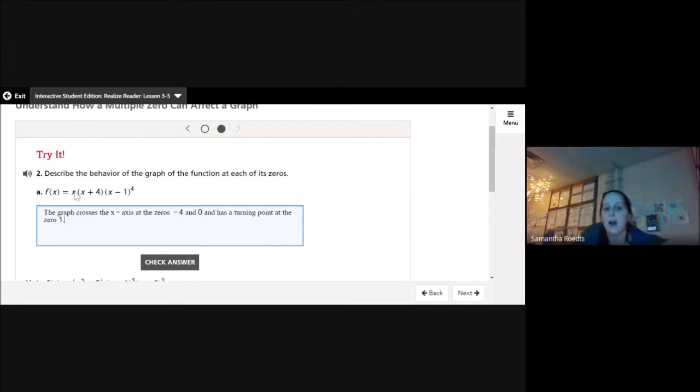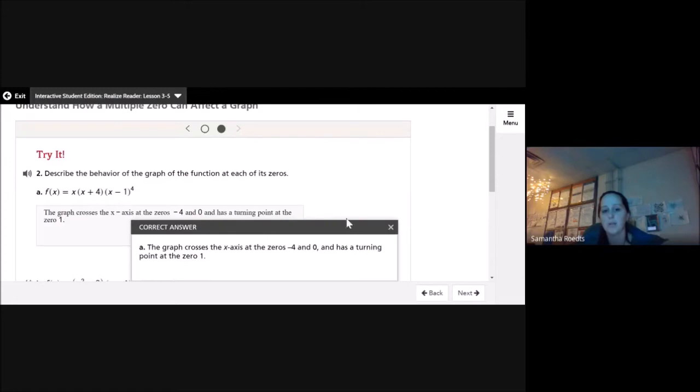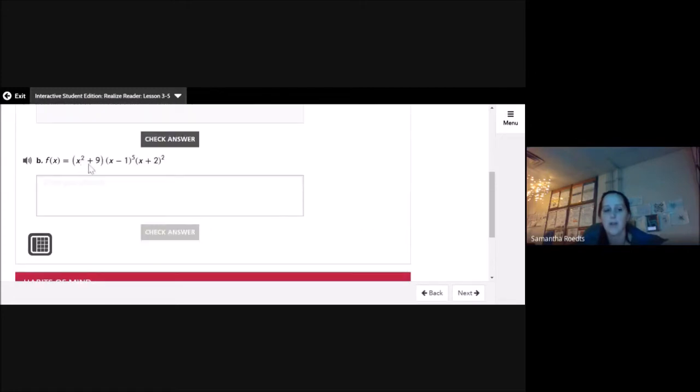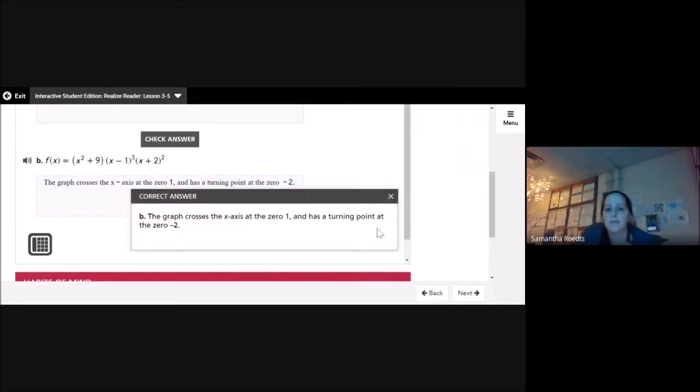Okay, so remember, if it's odd, it crosses, and if it's even, it has a turning point. Okay. So I have x squared plus 9, x minus 1 to the 5th, x plus 2 squared. So this -2 has a multiplicity of 2, 1 has a multiplicity of 5. So the graph crosses the x-axis at the 0, 1, and has a turning point at the 0, -2. Odd, even.